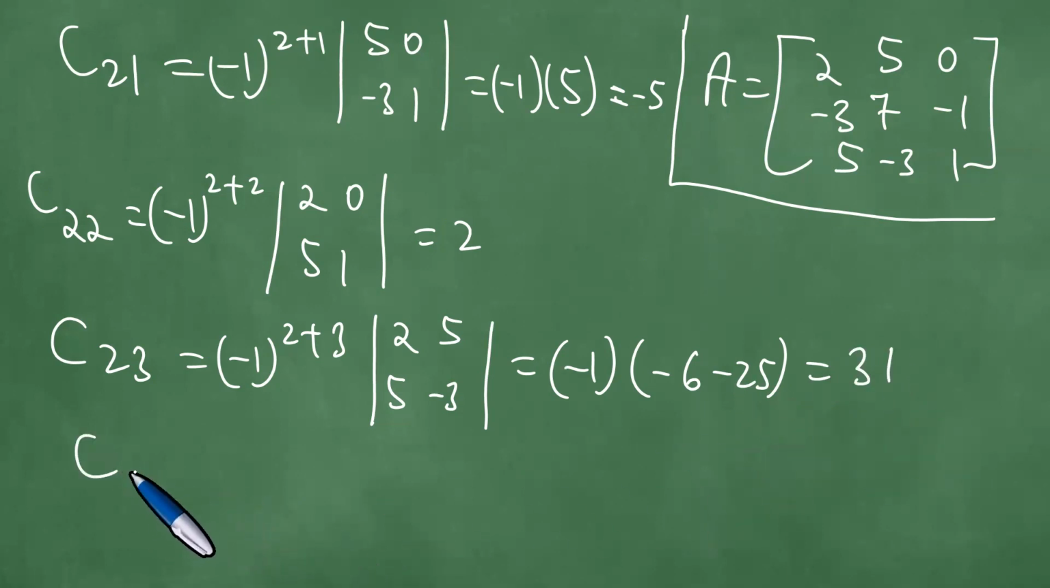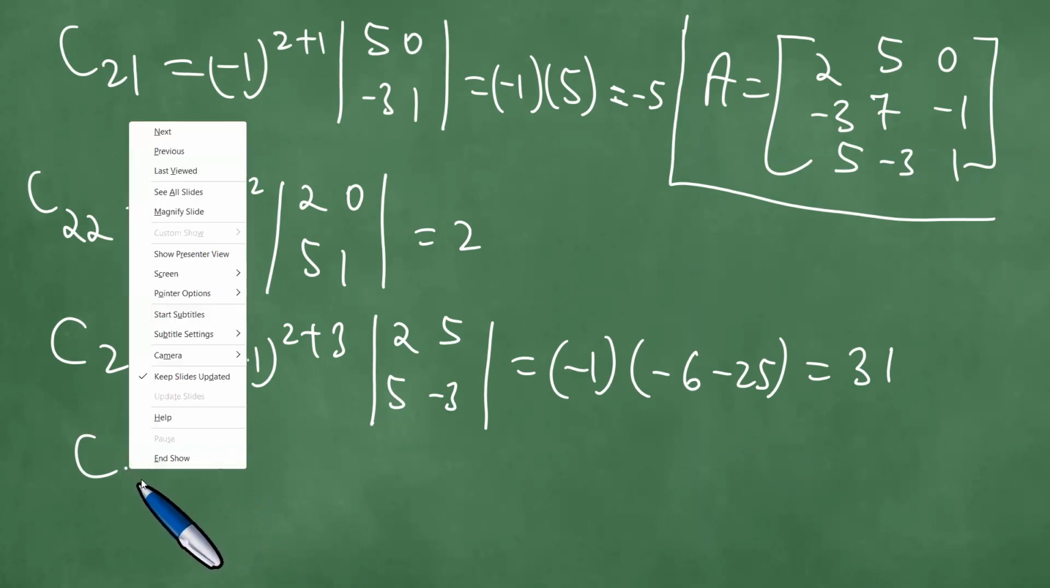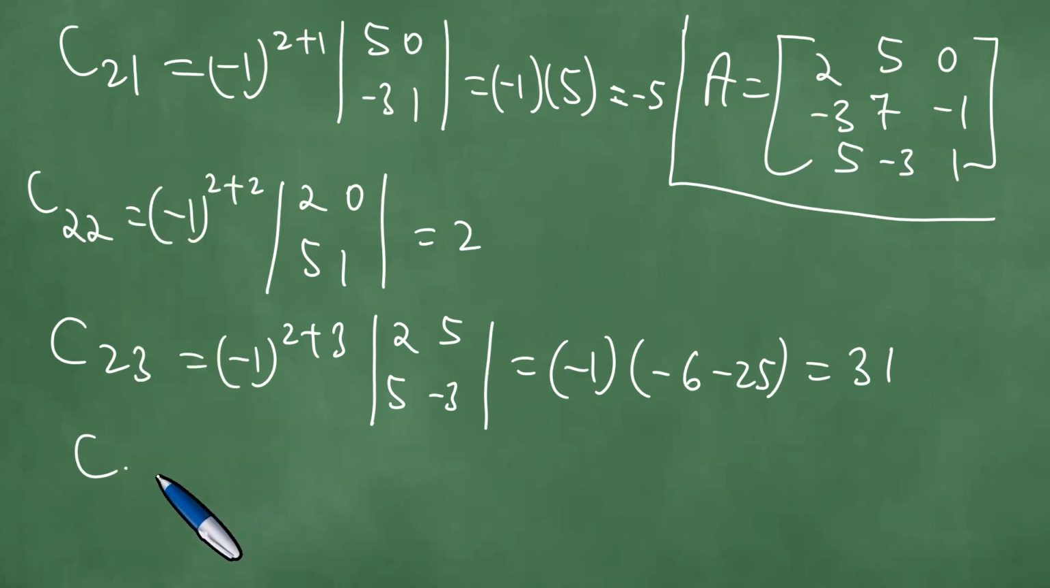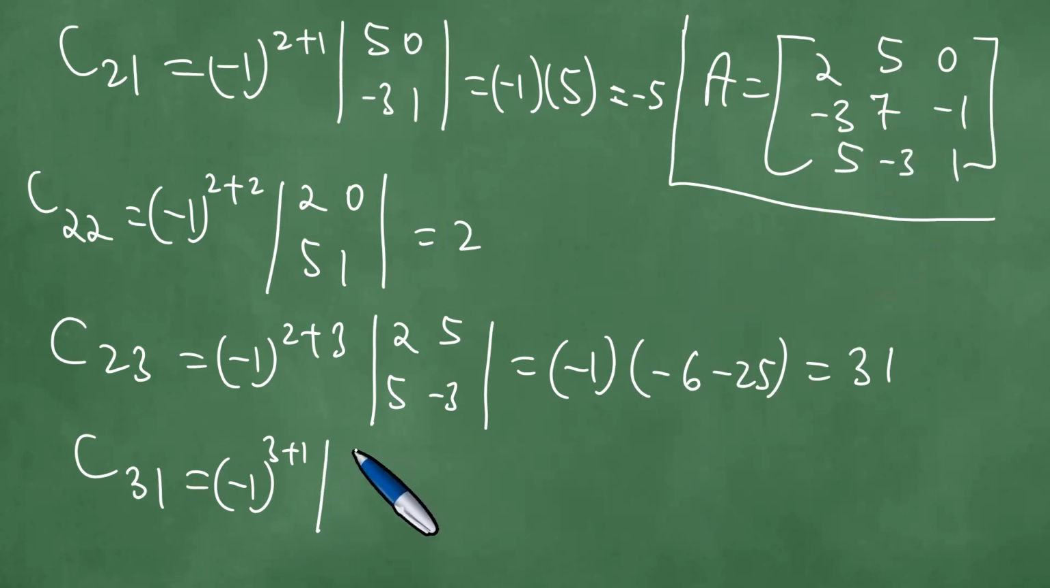Next, we look at C31. Okay, so we got C23, then we can get C31, which is minus 1 to the power 3 plus 1. Now C31 is this one, so we have 5, 0, 7, minus 1, which is minus 5. So what is the answer?